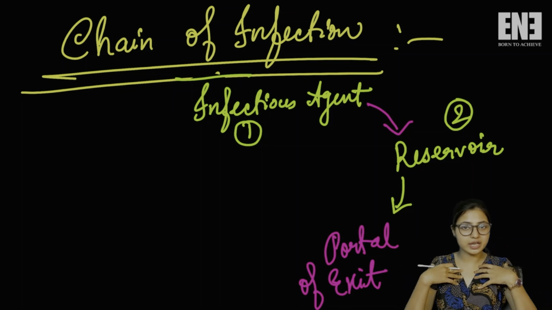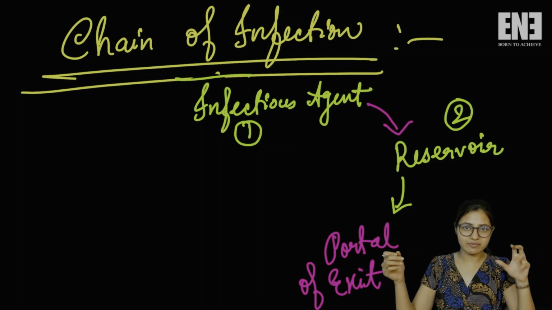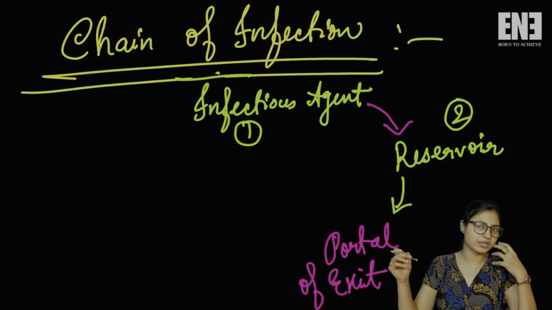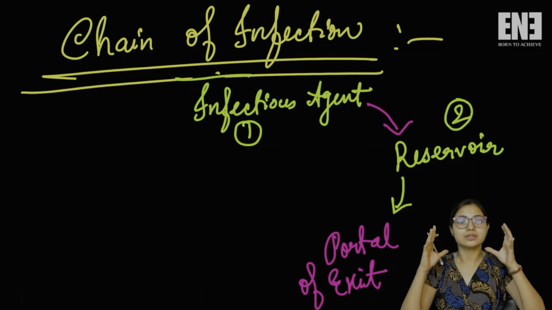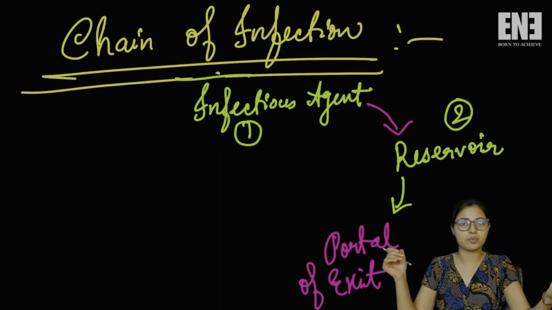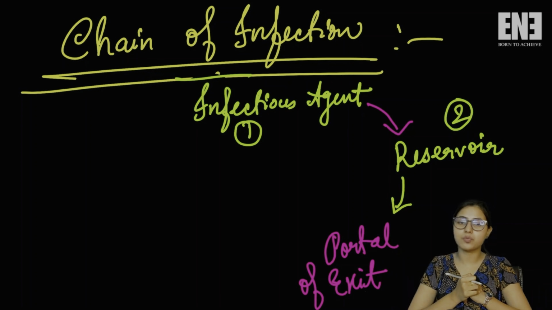It will try to get out of our body. Okay, for example, when we are having influenza, what happens? Sometimes we get sputum. Sometimes we get a running nose, all those discharges, through that the virus is getting out of our body, so it will find its way out of our body. Okay, that is a portal of exit.